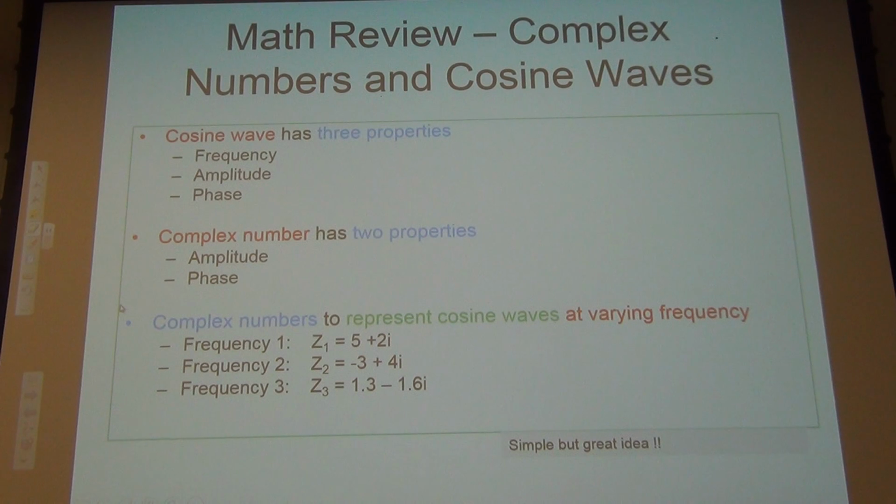For the complex number, we have two properties. One is the amplitude. Another one is called phase. For the cosine wave, or sine wave, we have three properties, right? You have omega t plus phi. You have the amplitude, you have the frequency information, and you have the phase as well.